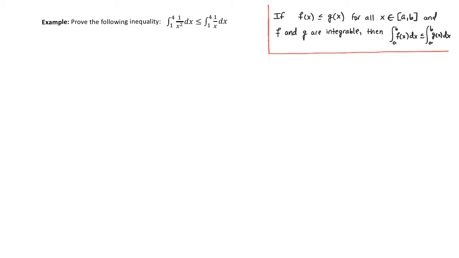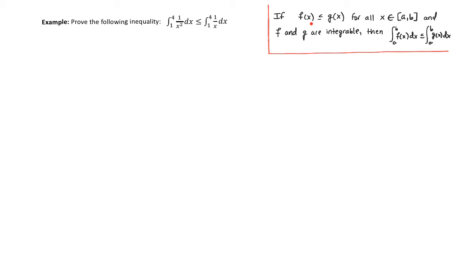In this example, they're asking us to prove the following inequality: the definite integral from 1 to 4 of 1 over x squared dx is less or equal than the definite integral from 1 to 4 of 1 over x dx. It may be useful to think about the comparison test for integrals. I'm thinking of the first one.